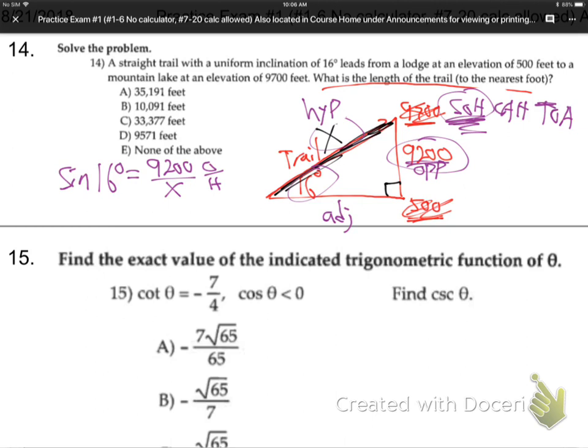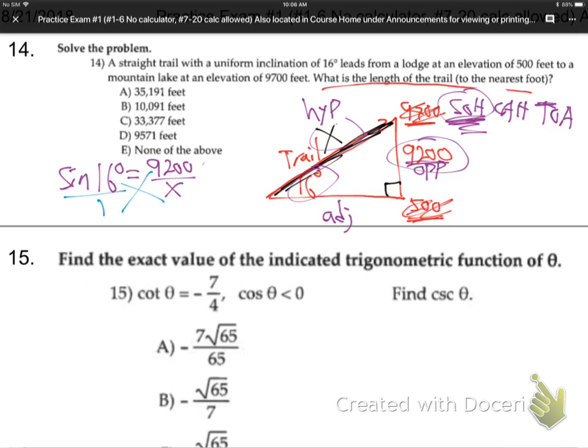Is that good to there? Now, we have to solve that for x. How do we solve this for x? Remember, cross multiply: put the sine over 1, go diagonal, diagonal.